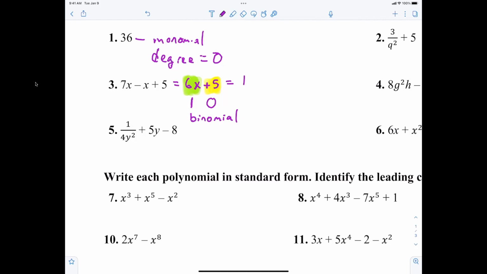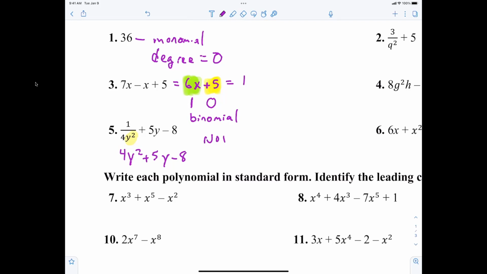All right, number 5. Is number 5 a polynomial? No, it's not a polynomial because there's a variable in the denominator, so it'd have a negative exponent. If let's say it was 4y squared plus 5y minus 8, that would be called a what type of polynomial? Trinomial, because there are 3 terms.